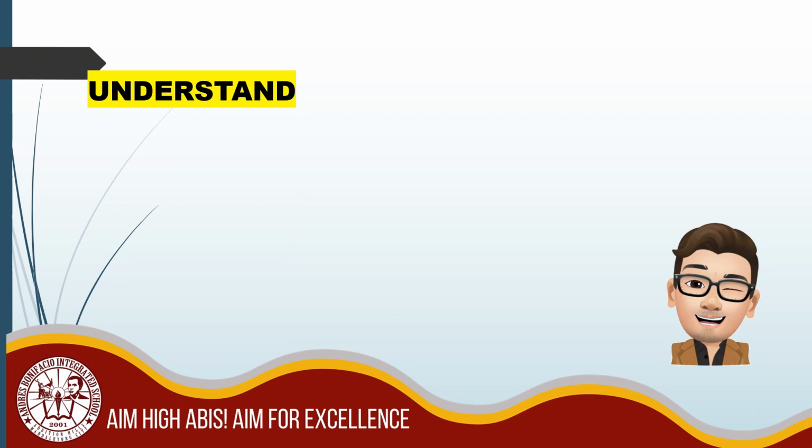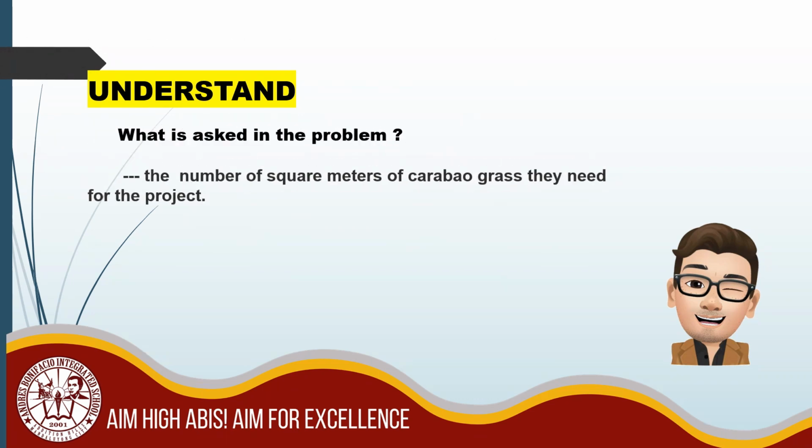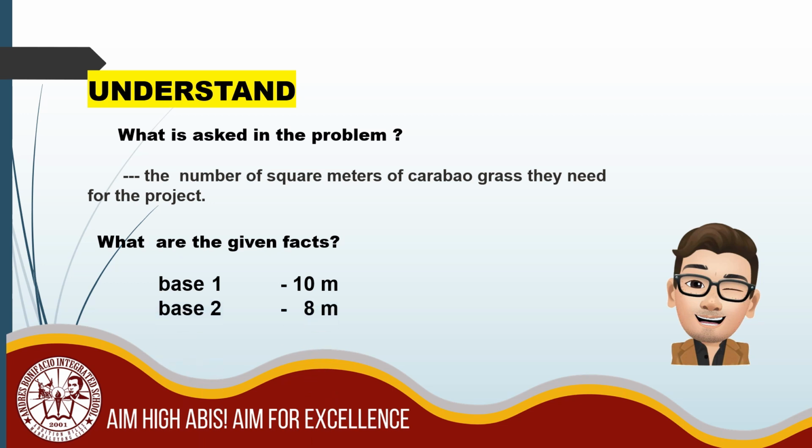Again, we have to take the first step, which is we have to understand the problem. The problem asked for the number of square meters of carabao grass they need for the project. What are the given facts? We have base 1 is 10 meters, base 2 is 8 meters, height is 4 meters.